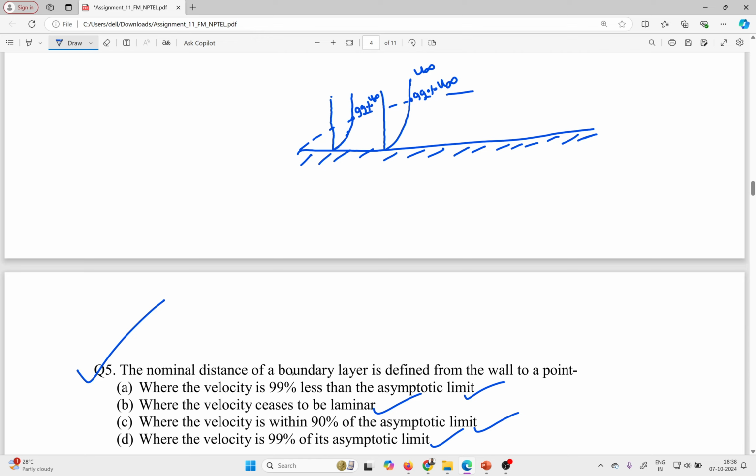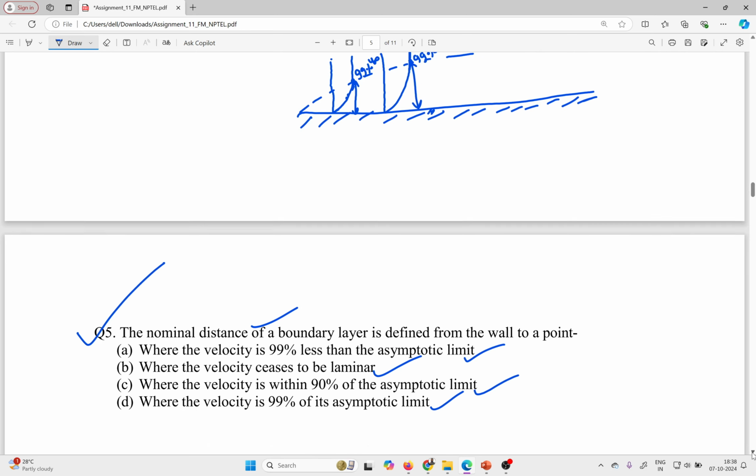So the nominal distance of the boundary layer is defined as this distance from the wall, this is the wall, to this point where the velocity is 99% of its asymptotic limit. Means there is no further change in velocity, up to 99% of this limit, that is u infinity. Remember please, this is about question number 5.